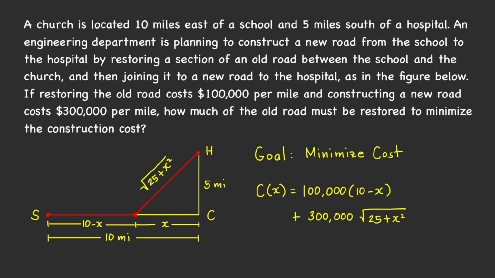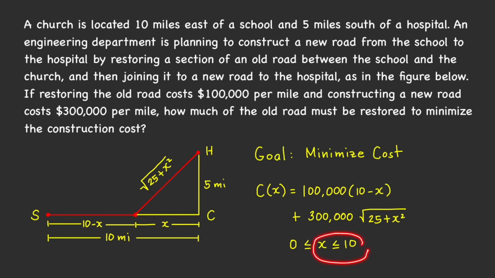Now, what is the domain under consideration here for our variable x? It is clear from our diagram that x must be between 0 and 10, inclusive of the endpoints. So x is greater than or equal to 0 and less than or equal to 10. So x equals 0 means that the road will be constructed from S to C and then C to H. Now, what does x equal to 10 mean?